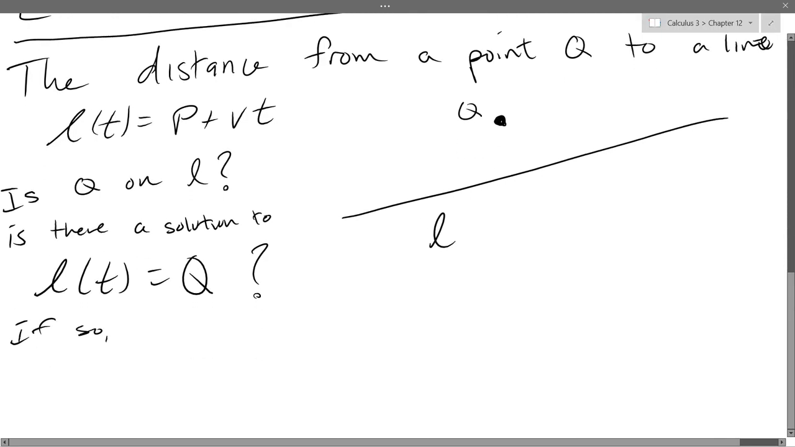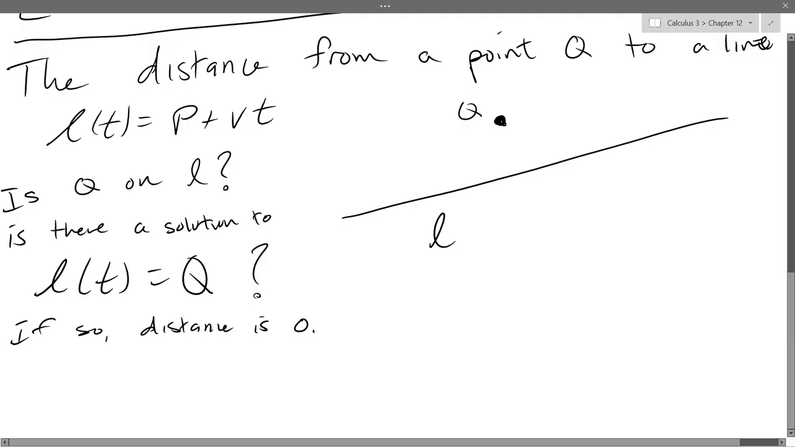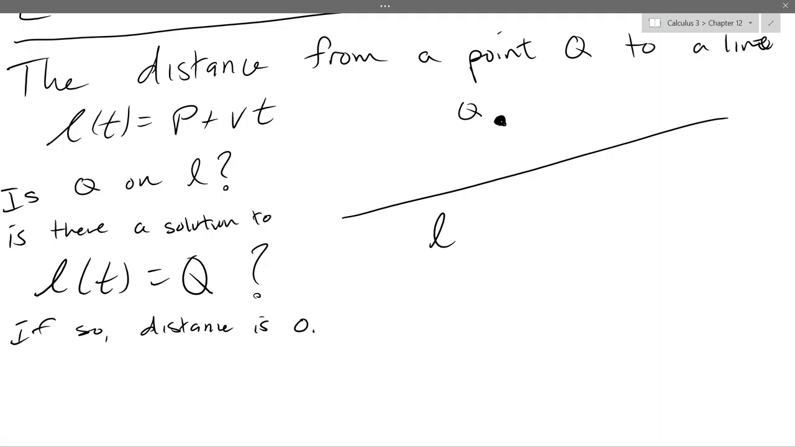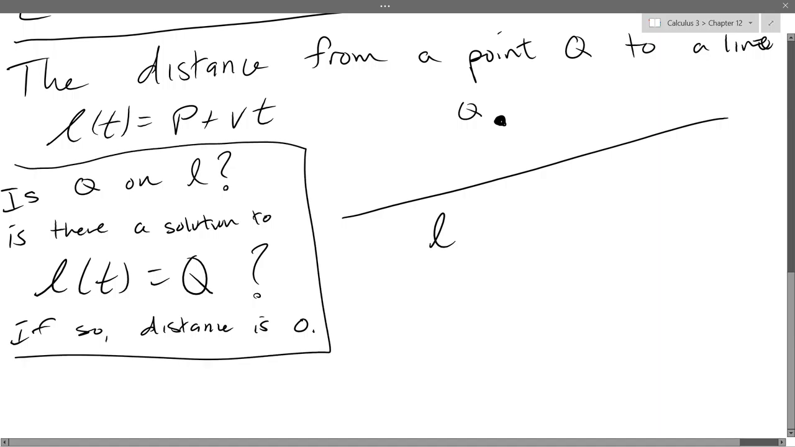So is there a solution to L of T equals Q? That's how you're going to intersect a point with a line. If so, your distance is zero. So let's suppose that Q is not on L. That's when this problem gets more interesting. It's actually not hard to solve L of T equals Q. You get three linear equations in one unknown. Very easy to solve. So let's say your point is not on the line. That's what we're going to consider.